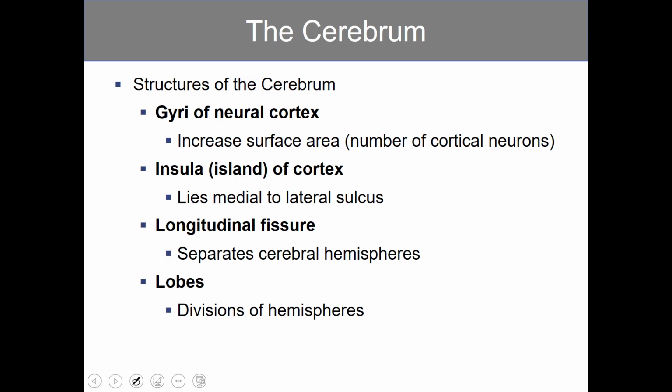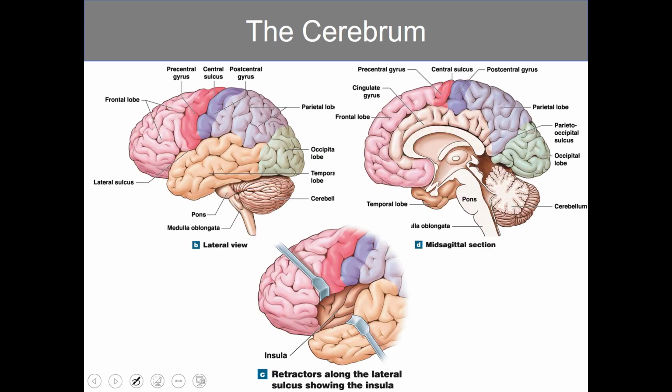There are a couple structures within the cerebrum worth noting. And the first one are the gyri of the neural cortex. And I'm going to jump to an image. It's a little easier to follow. The neural cortex, remember that outer rind, if you will, that outer layer of tissue, is highly convoluted or wrinkled, and that is the cerebral cortex. And those wrinkles are referred to as gyri.